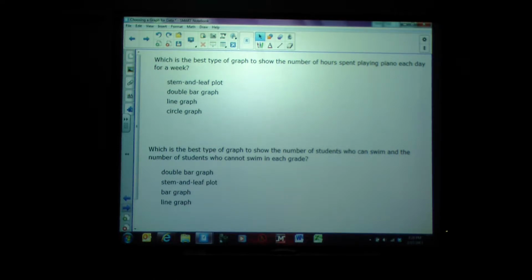So if you're playing piano each day for a week, which graph is going to show the best? It's going to be stem and leaf plot, double bar graph, line graph, or circle graph. And the answer is line graph, because we're showing something over time. We're showing what's happening over the week. How many hours did you practice?